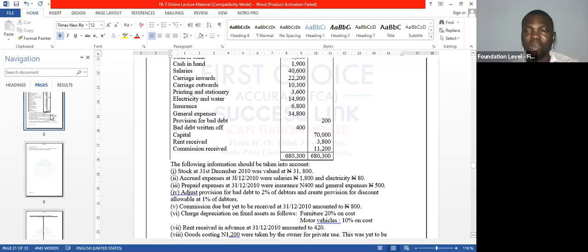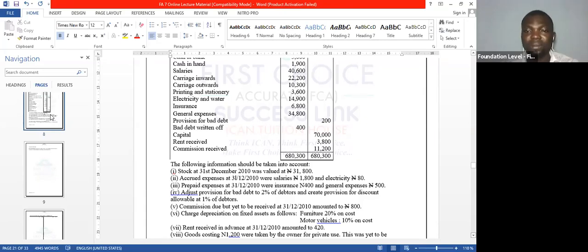So the figure that we're going to show under our statement of profit or loss account is going to be the trial balance figure plus the additional information figure. That's what is going to be under our statement of profit or loss account. But the one that's going to be under our statement of financial position is going to be the one in additional information, which is 1,800 under accrued salary, which is a current liability item. The same principle also applies to the electricity.